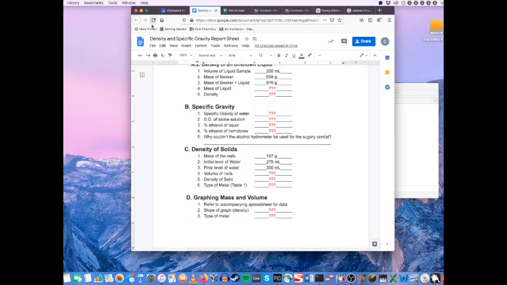The pre and post lab questions that are included in the report sheet or in the lab manual PDF that will be attached to the video, those questions will be in the quiz instead.